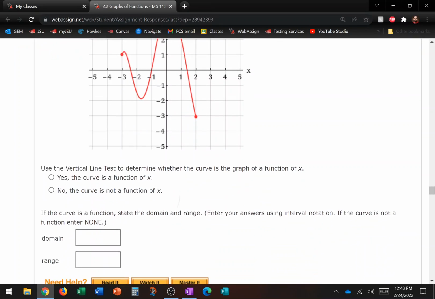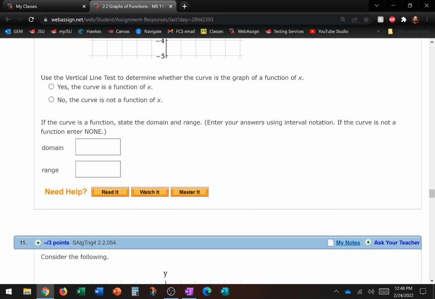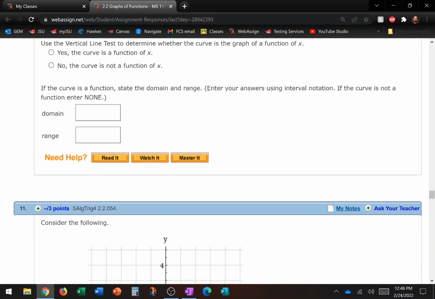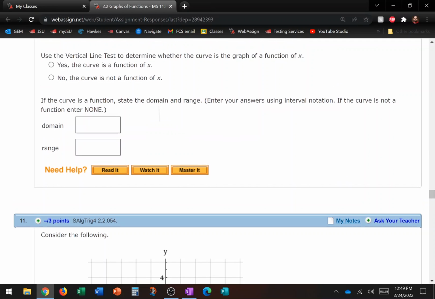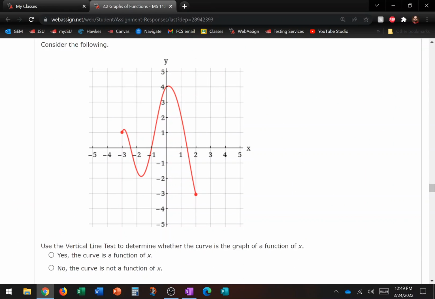But the part that is maybe a little bit trickier, at least until you see how to do it, is this part that says state the domain and range. Remember the domain is a set of, and it does say put it in interval notation. Remember the domain is the set of all x values, all the inputs that we can use for our function, and the range is the set of all y values, or all the outputs that we get out of our function.